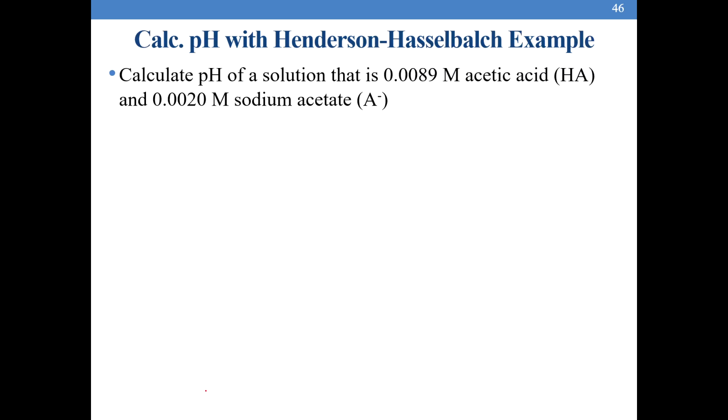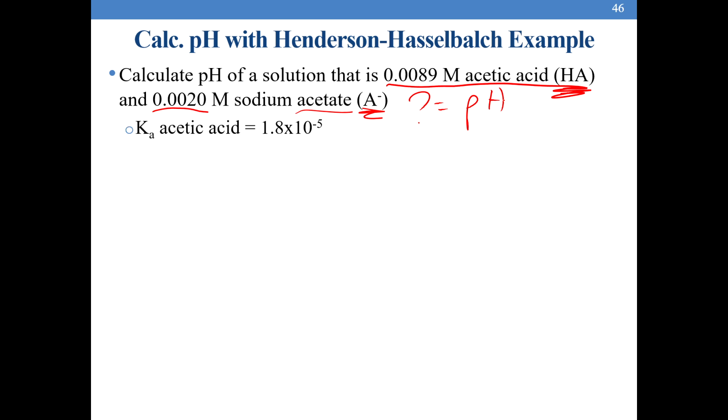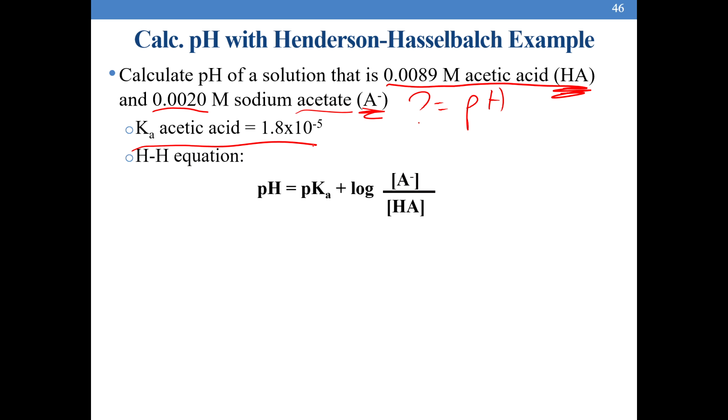So here's an example question that you would have using the Henderson-Hasselbalch equation, okay? I'm telling you the concentration of acetic acid, which is my HA, is 0.0089 molar, and the concentration of the acetate, which is my A minus, is 0.0020 molar, and the question mark here is pH, okay? Now I'm throwing you for a loop here just to make it super clear. I'm giving you the Ka of acetic acid, not the pKa, which means you need to get the pKa, and then you can plug into the Henderson-Hasselbalch equation.